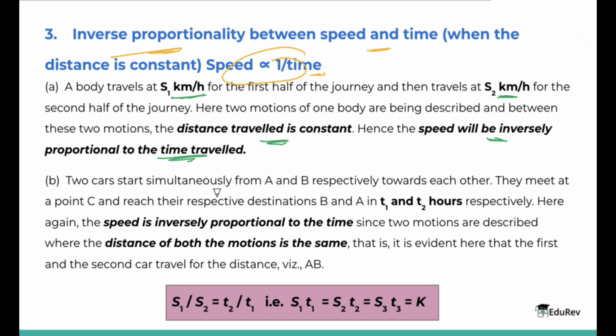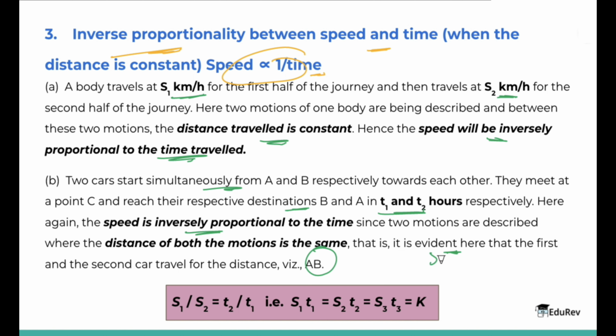Two cars start simultaneously from A and B respectively towards each other. They meet at a point C and reach their respective destinations B and A in T1 and T2 hours respectively. Here again, the speed is inversely proportional to the time. Since two motions are described, where the distance of both the motions is the same, that is, it's evident here that the first and the second car travel for the distance AB. In this case, the ratio that is displayed on your screen is going to be valid.